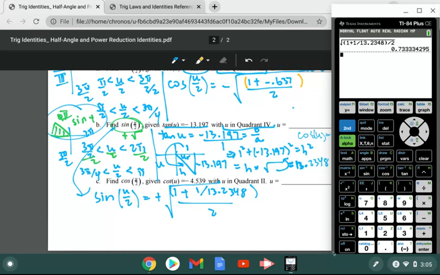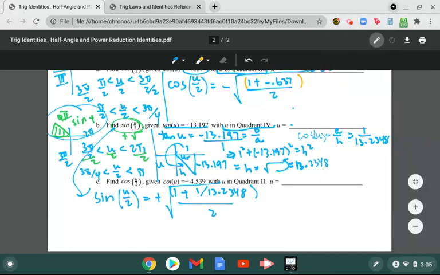And I get 0.73333. I wanted 4 decimal places, so we get 0.7333. Okay, that's our answer.